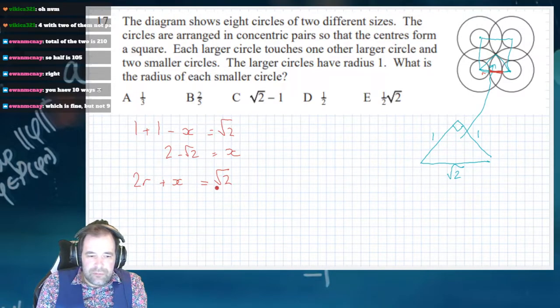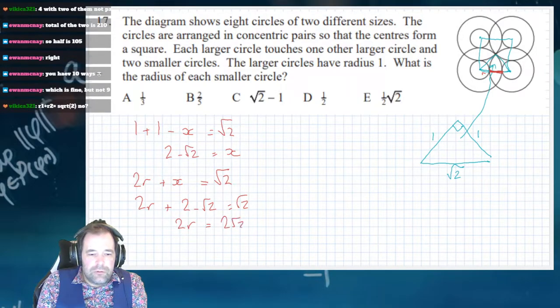I'm making this far more complicated. And so we know that 2r plus 2 minus root 2 equals root 2. So 2r equals two root two minus two. So r is root two minus one. Which is this one here.